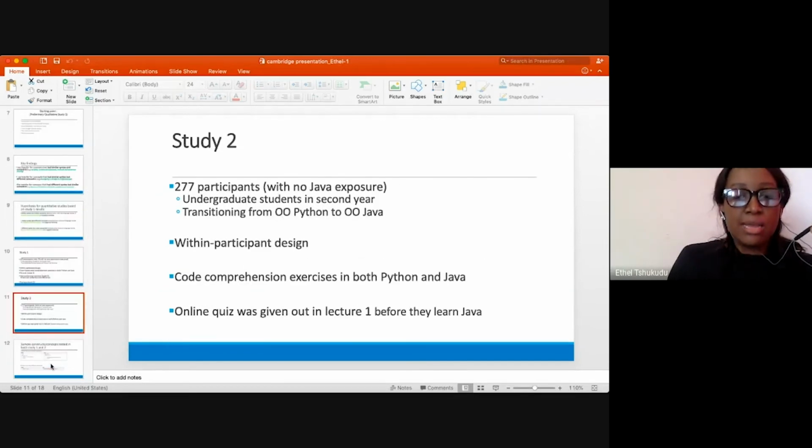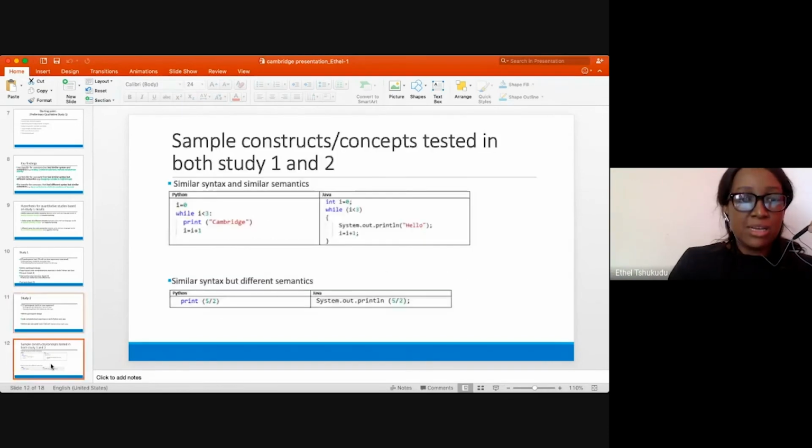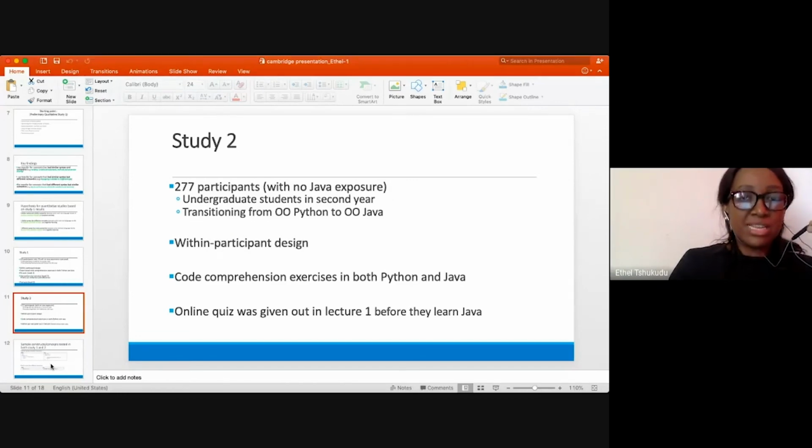So there was another study that I did. This one was interesting. It was at a different university, but this one was purely based on guessing. They had not learned Java at all, so they were given the same code comprehension exercises to try to write down what they think the answers might be. It was still a within participant design, but for study 2, they had not learned Java. It was in the beginning, the first lesson.